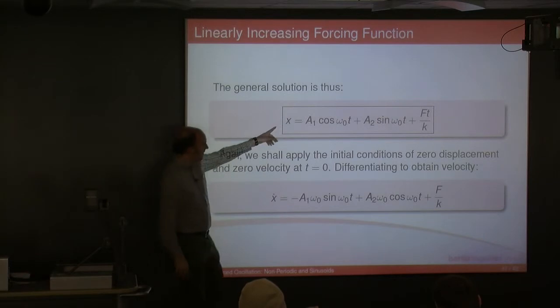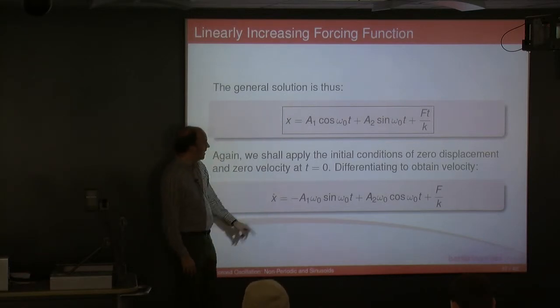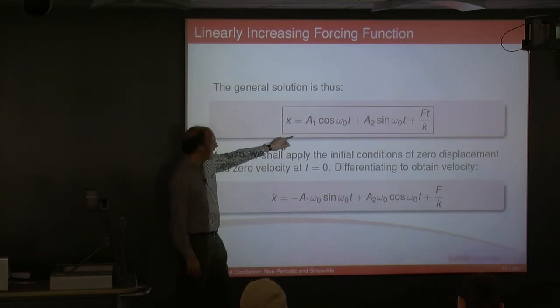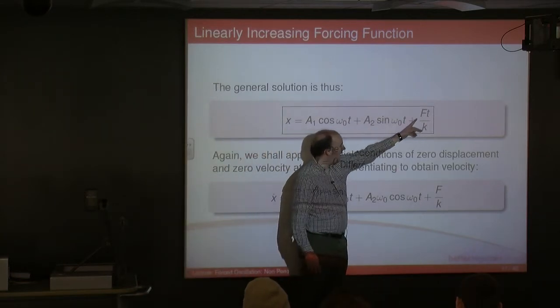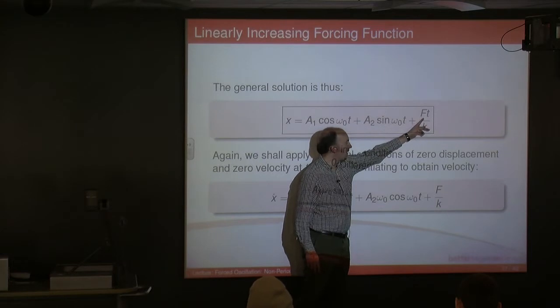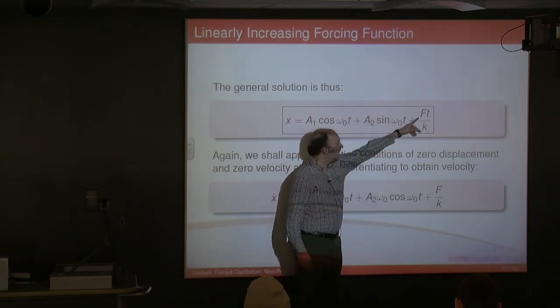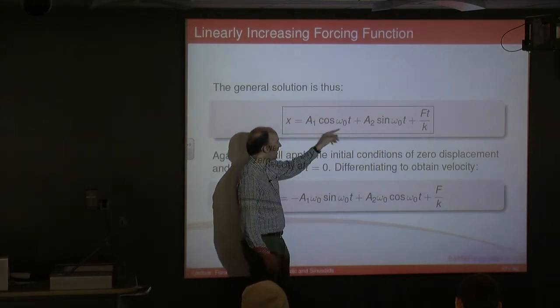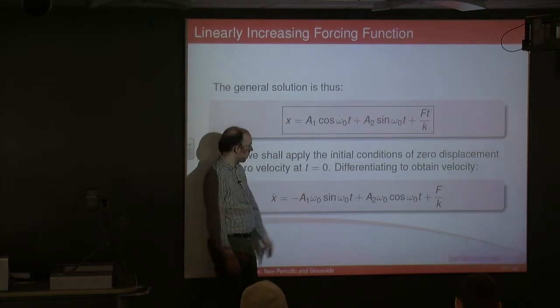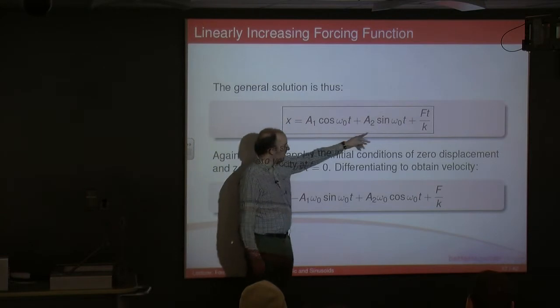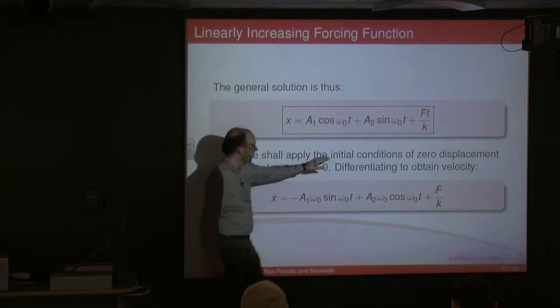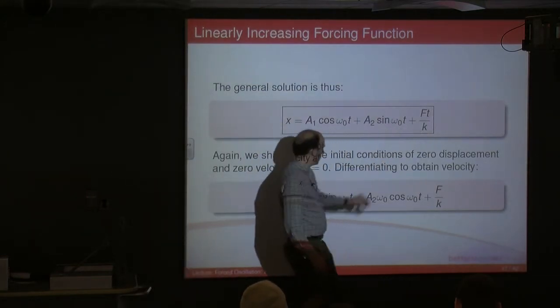So there's the solution. Here's the velocity. If we set t to be 0 in this case, we end up with a1, 0, and 0. Obviously, if t is 0, then that term is 0. So we end up with a1 must be 0. If this is 0 and time is 0, a1 equals 0 because these 2 terms here are both 0.